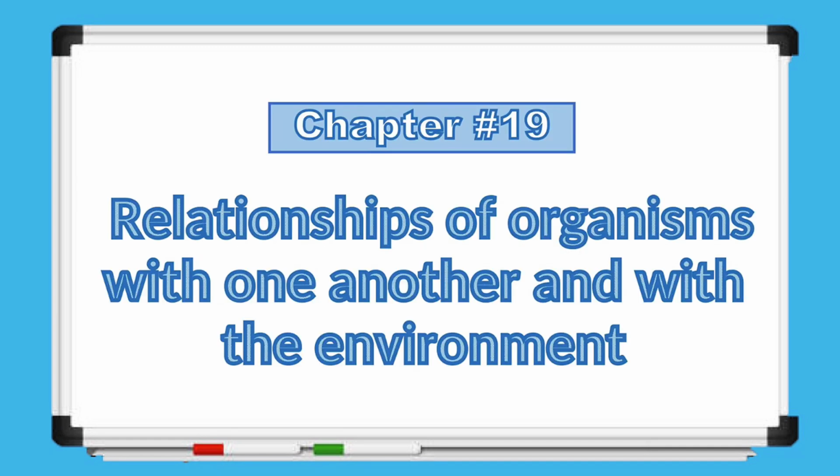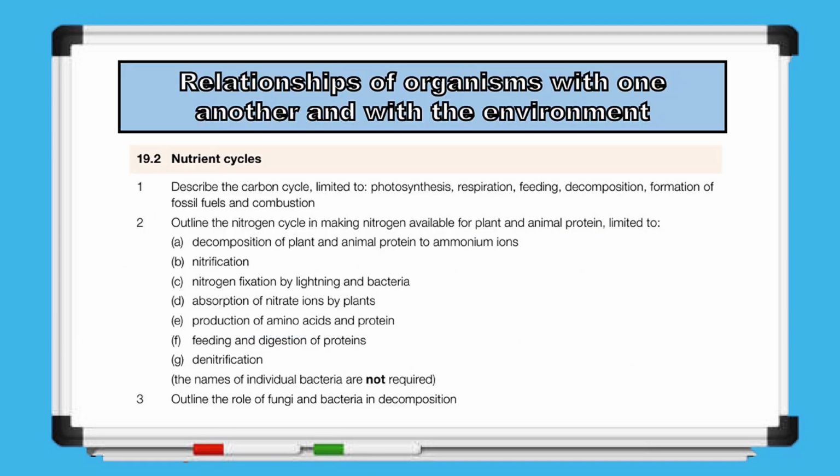We are currently studying Chapter 19, Relationships of Organisms with One Another and with the Environment. In today's lesson, we will begin Unit 19.2, which focuses on nutrient cycles. This unit explains how essential nutrients are continuously recycled through living organisms and the environment, allowing ecosystems to function and sustain life. Throughout this lesson, we will cover every syllabus specification one by one in a simple, detailed, and easy-to-understand manner. By the end of this unit, you will have a clear understanding of all the concepts required for your O-Level biology examination. So, without any further delay, let's begin with our first specification.